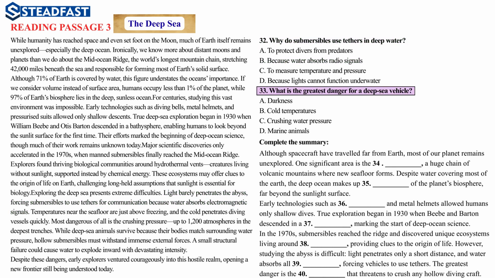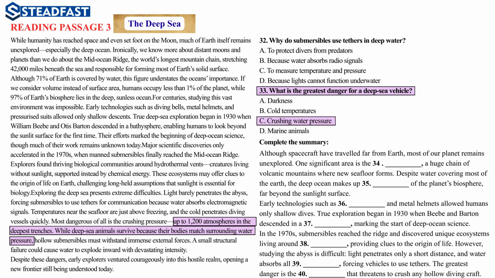And the next question, 33. What is the greatest danger of a deep sea vehicle? Later in the same paragraph, the passage describes huge pressure, up to 1200 atmospheres, and explains that a small structural failure could cause water to explode inward. It clearly presents pressure as the main danger. So the correct answer here is option C.